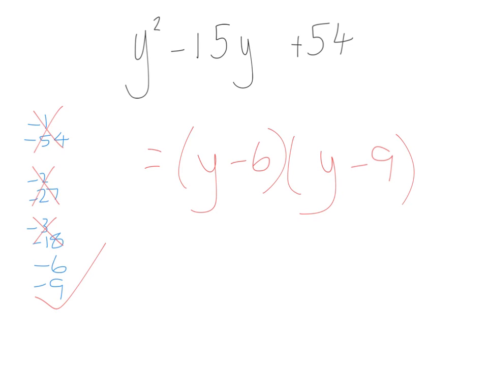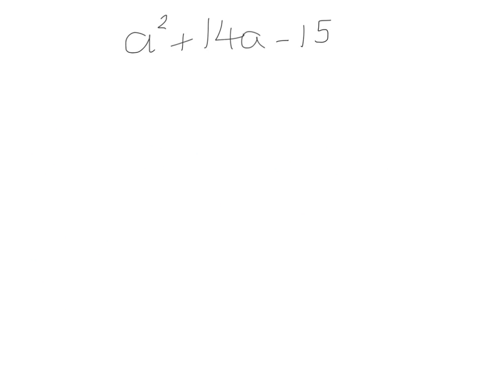Remember, I can check my answer by multiplying out and collecting like terms. If I've done it properly, I get back to this answer at the top. In this final example, we're going to factorise a squared plus 14a, take away 15. But note, this time our last term is negative. In the previous examples, this last term has been positive. So we need to find factors of minus 15.